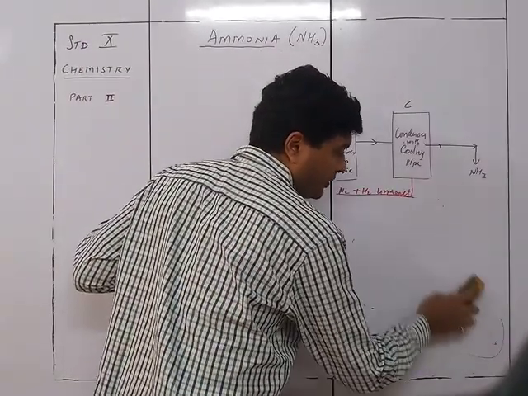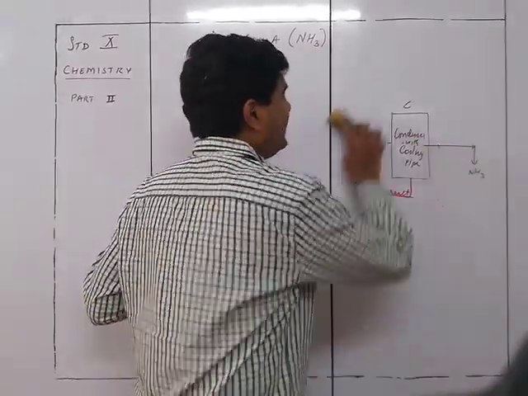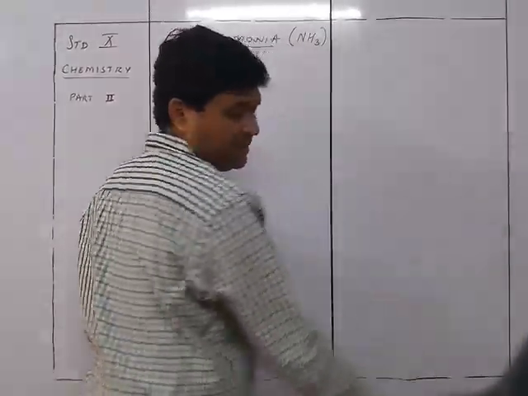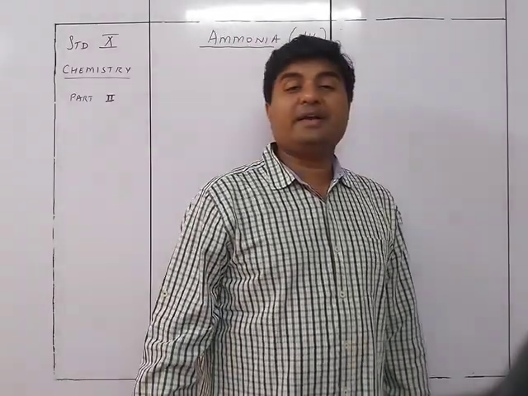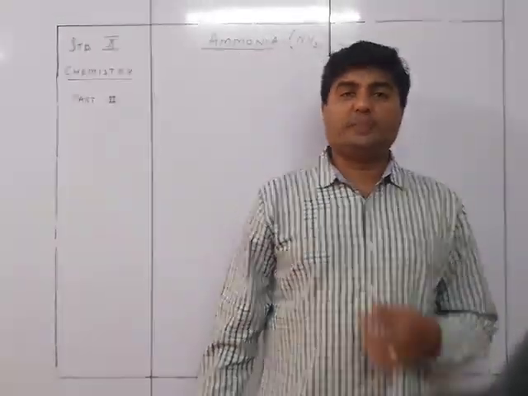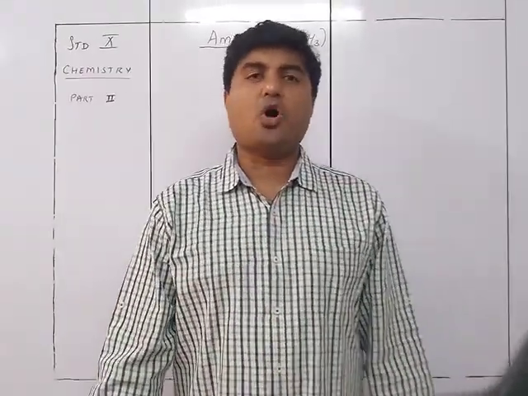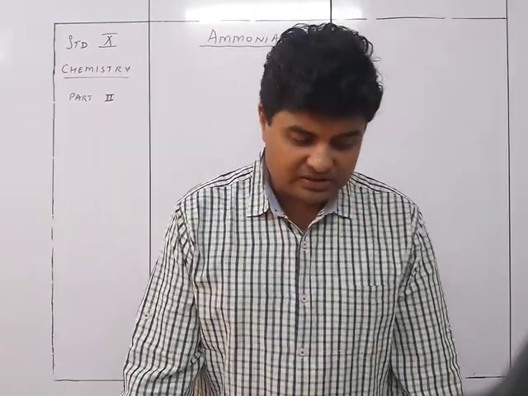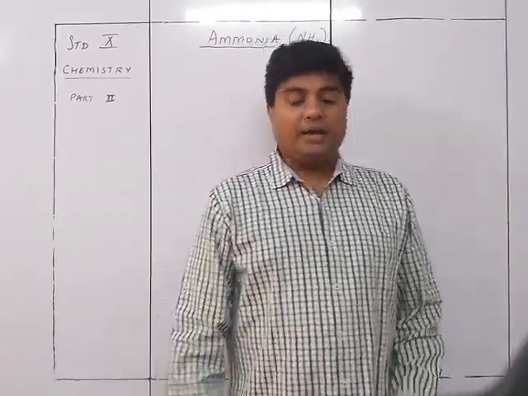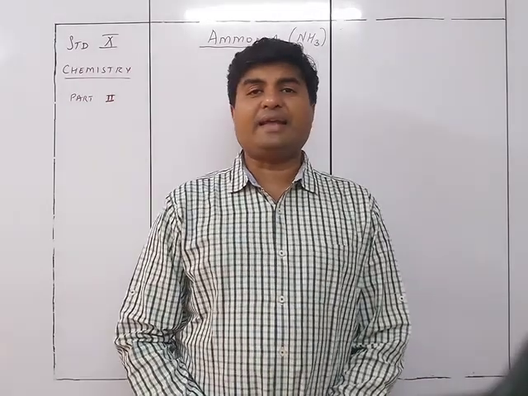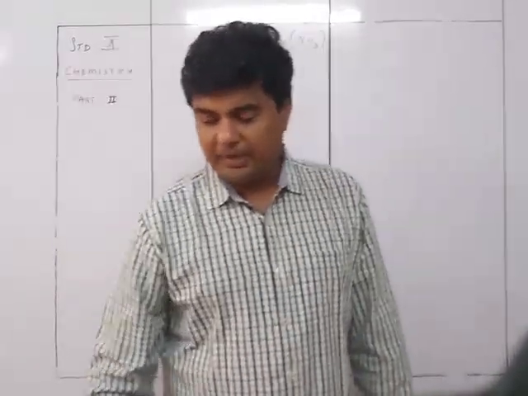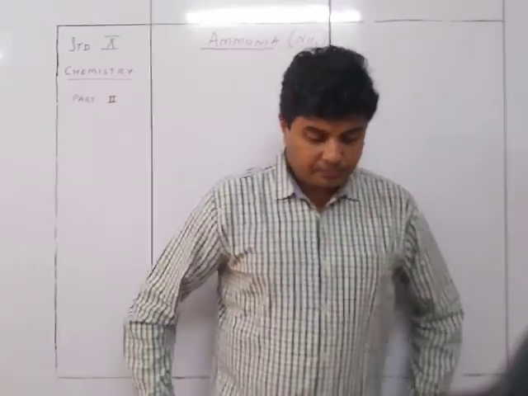So yeah, color, odor and taste. The color is colorless, ammonia is colorless. Odor is a strong pungent smell. Ammonia has a very strong pungent smell. And taste is a slightly alkaline taste, meaning bitter taste. So it will be a slightly bitter taste, that is alkaline taste.